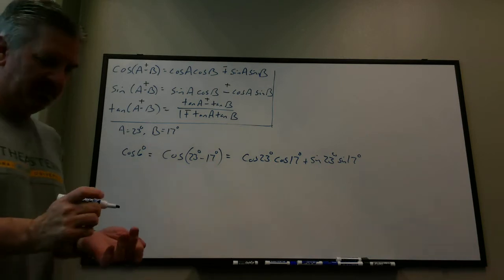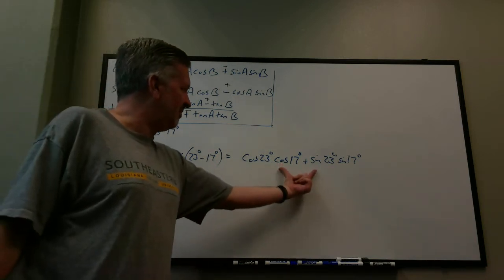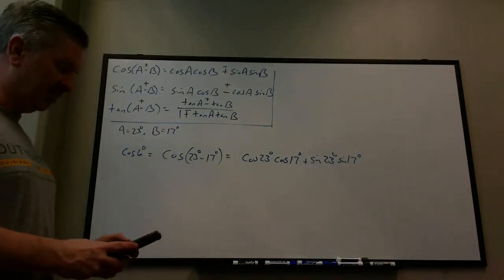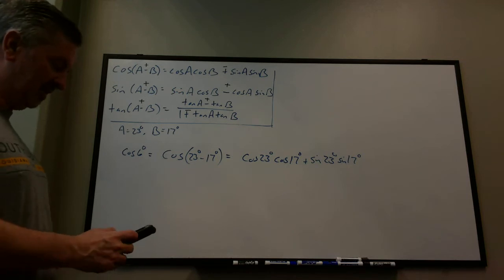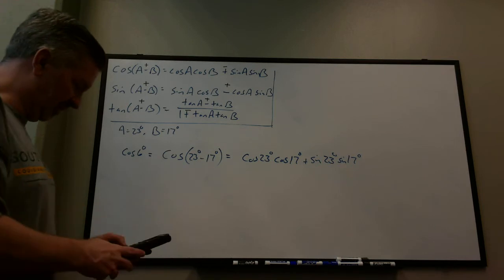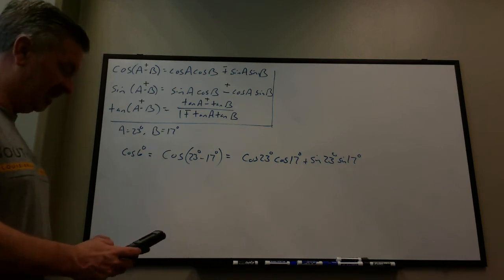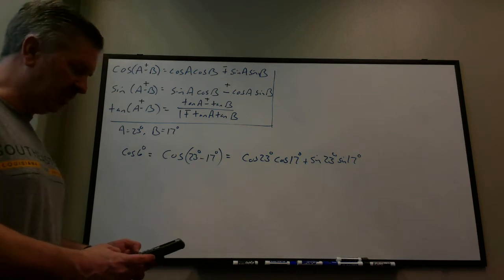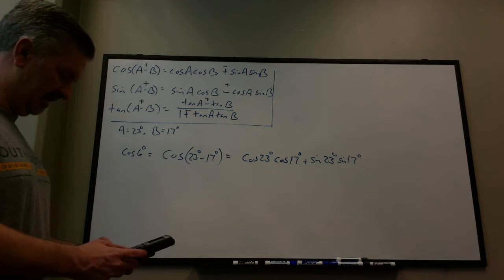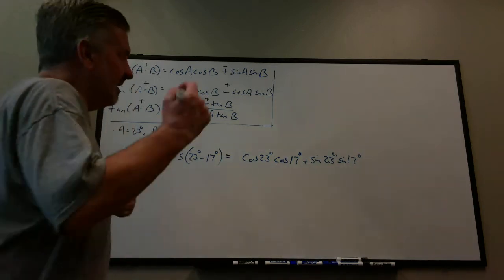All right, so let's punch in the calculator. I'm going to punch in cosine 6 degrees and see what I get, and then punch that expression in and see what we get. Make sure when you type this in, you're in degree mode because the angles here are in degrees. So I'm going to do this one. Cosine 23 degrees times cosine 17. Again, you should punch it in too. Don't just watch me. Plus sine of 23, sine of 17. And I get about 0.9945.